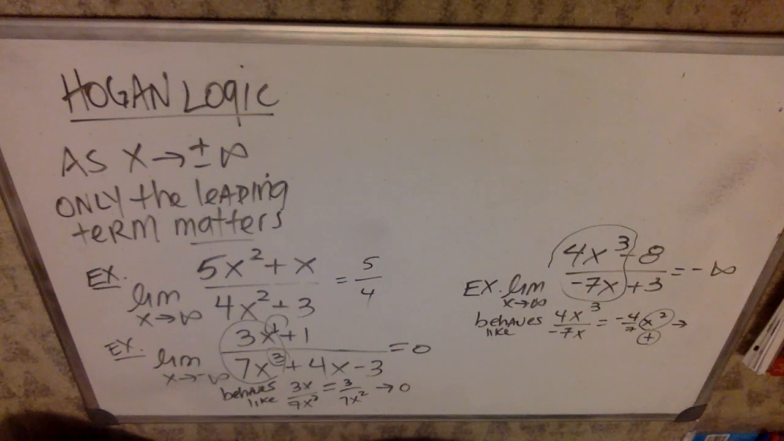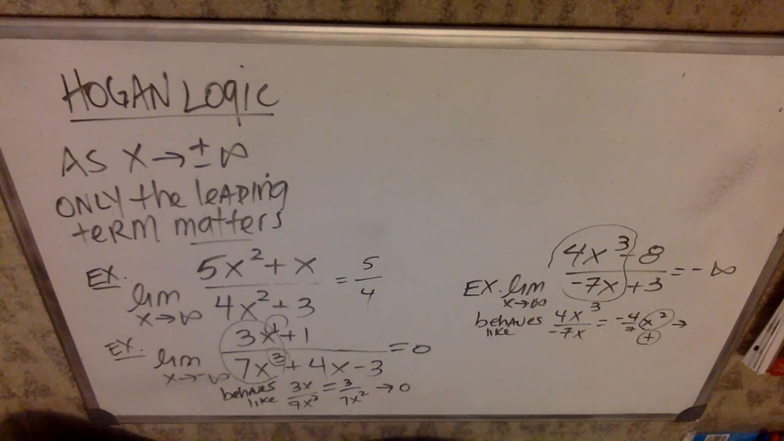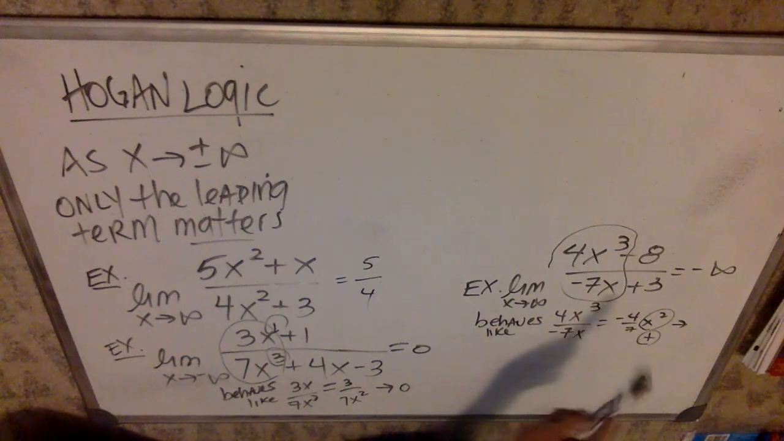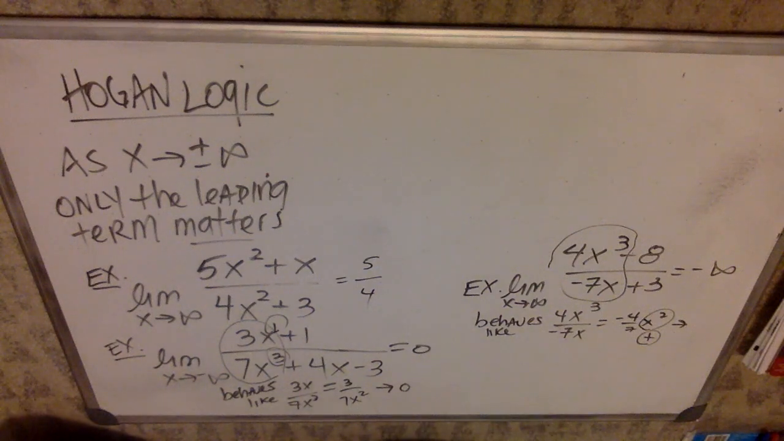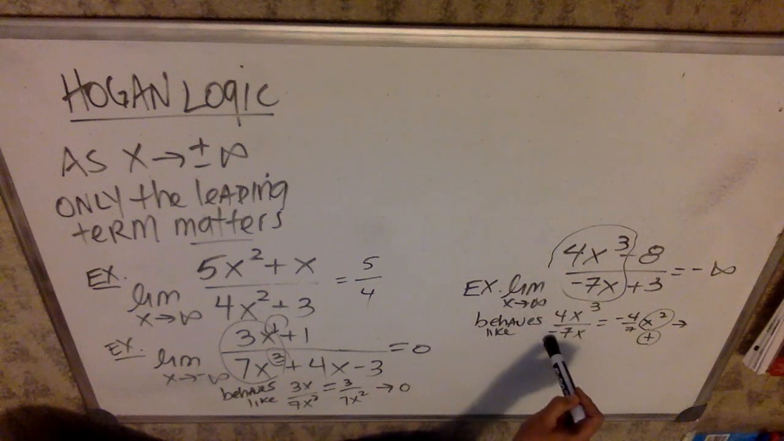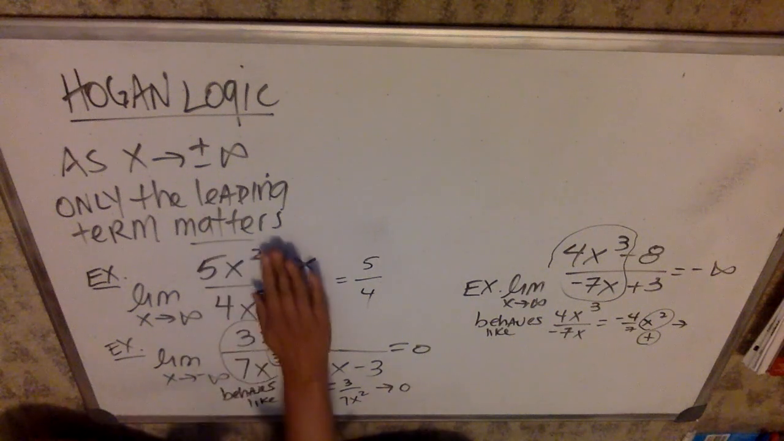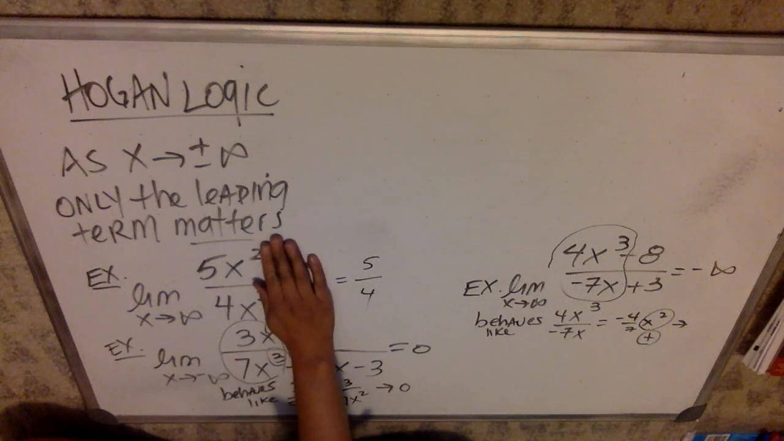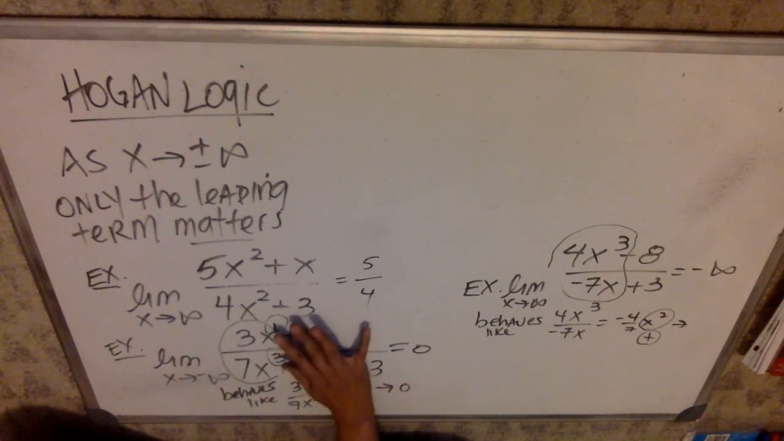Because you're plugging in an infinitely large number, and this behaves like a negative 4/7 times that number squared, right? So it's not mathematically right to say that this thing equals this, because it doesn't. But it's not wrong in your head to say, logically, for large values of x, this thing behaves like this, which is just a 5/4. For large values of x, this whole thing behaves like this.